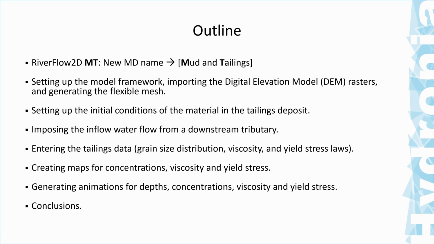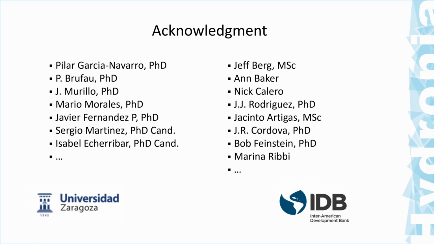Then another important topic is how to impose inflow boundary conditions, because when you're dealing with the variable properties model, you need to account for different concentrations also on the inflow boundaries. Then I'll talk about how to enter tailings data, creating maps for concentration, viscosity and yield stress. Once the model runs, I'll show generating animations for depth, concentration, viscosity, and yield stress. These are all new things, since they vary in time and space. And then I have some closing comments.